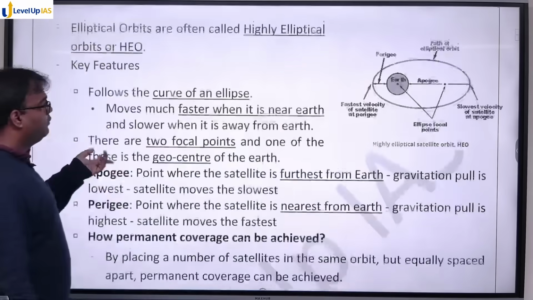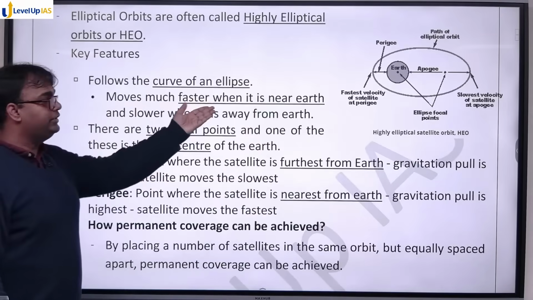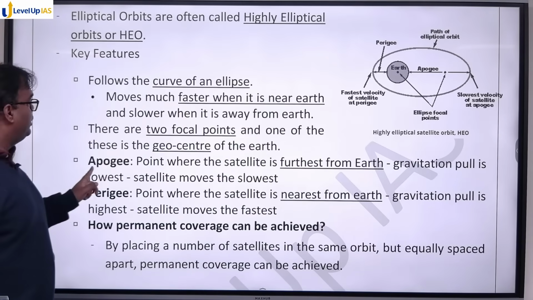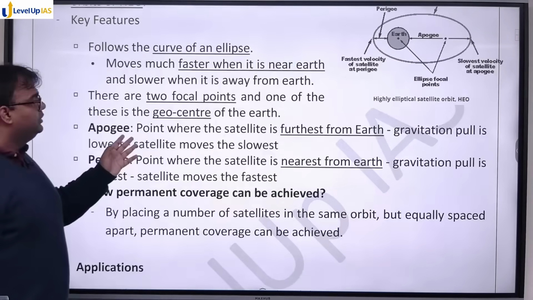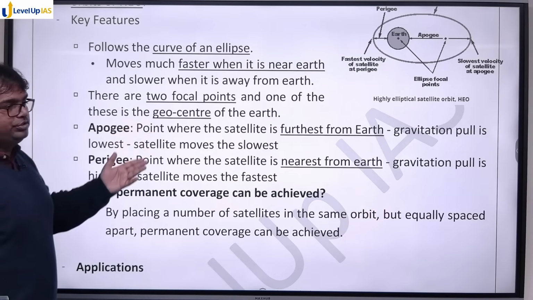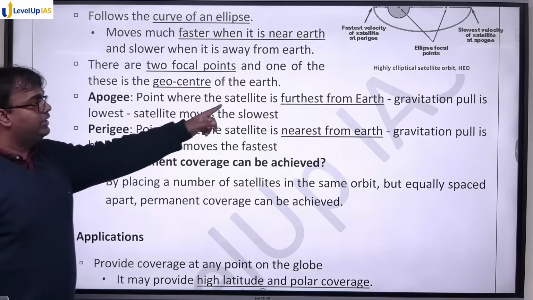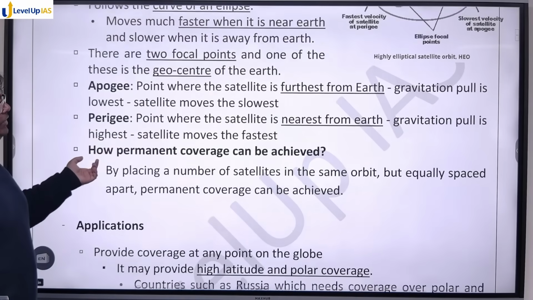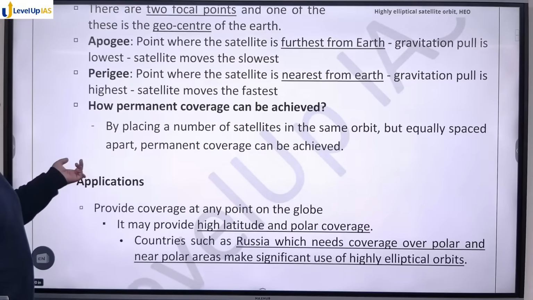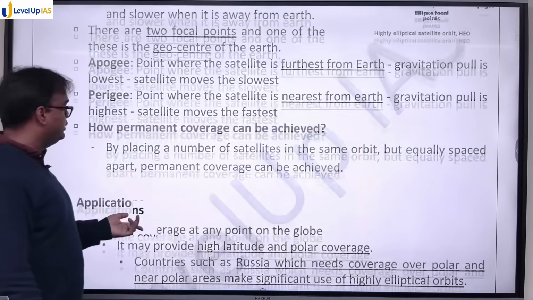So it follows the curve of an ellipse, moves much faster when it is near earth and slower when it is away from earth. There are two focal points, and one of these is called the geocenter of the earth. Apogee points where the satellite is furthest from earth, perigee point where the satellite is nearest to the earth. How permanent coverage can be achieved in this scenario?